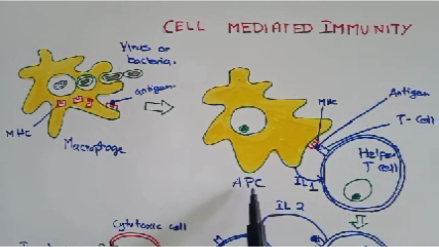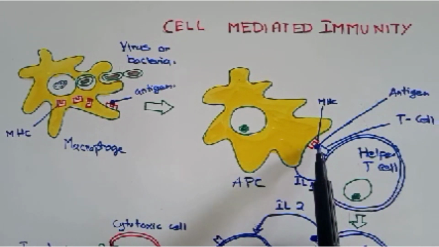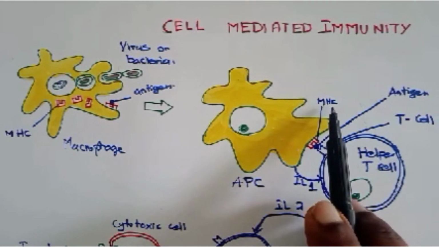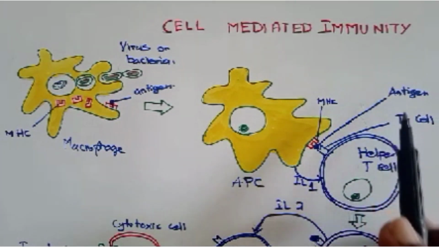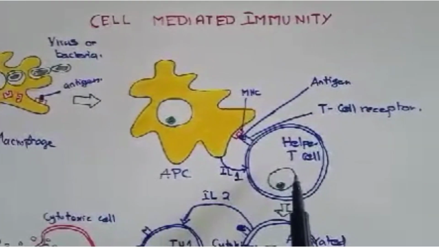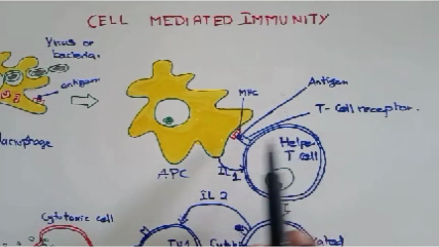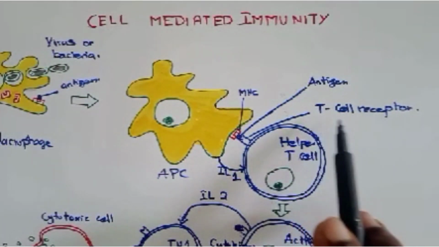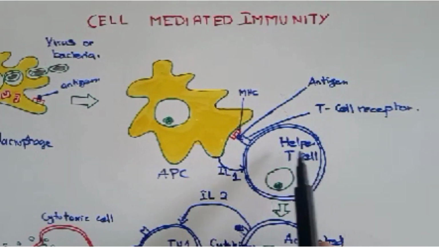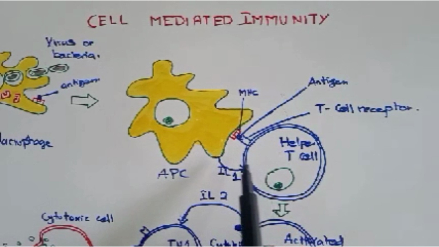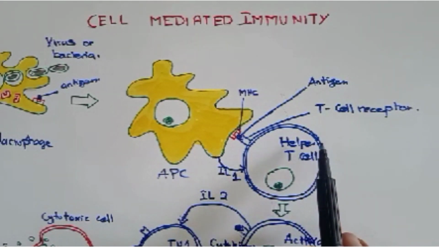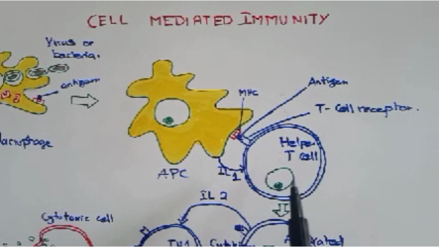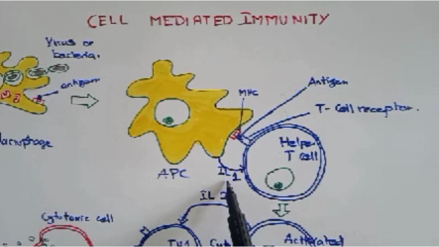This antigen presenting cell presents the antigen to the cell surface with the help of MHC, and this antigen is identified by the helper T cells. The helper T cell identifies the antigen with the help of the T cell receptor. The antigen presenting cell and the helper T cell form a complex, and the further process of cell mediated immunity is activated. This process is initiated by the cytokine called interleukin 1.